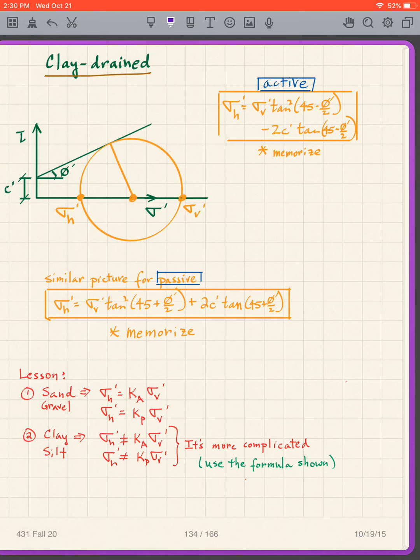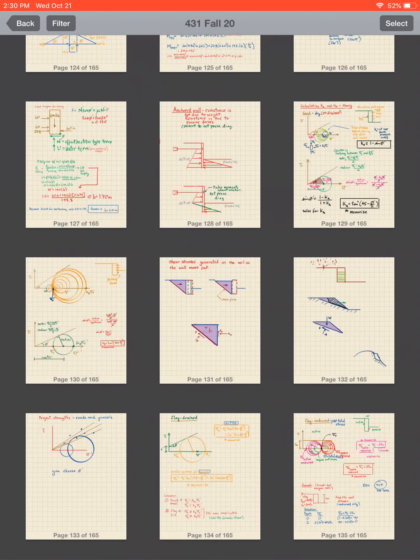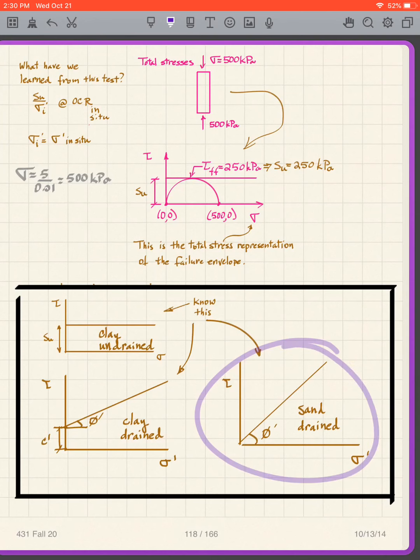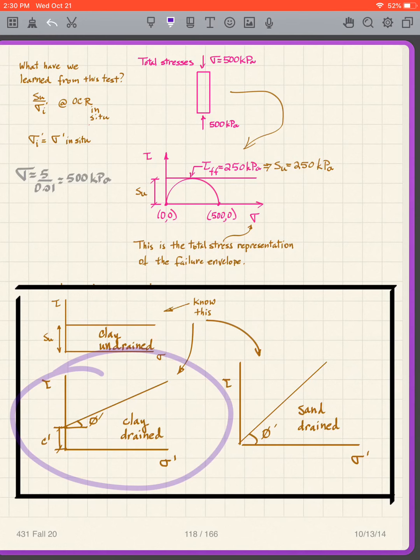Okay, so because of these shear stresses, we need to analyze the clay drained situation, and we will analyze the clay undrained situation. And if you remember I asked you to memorize the different failure envelopes. So we've already analyzed this one, that's sand drained, where the failure envelope goes through the origin, and we have our angle phi prime. Well, for clay drained, we have our failure envelope. It does not go through the origin. It has a c prime and a phi prime. And then when we do clay undrained, the angle is 0, and the intercept is Su, or sometimes called c.